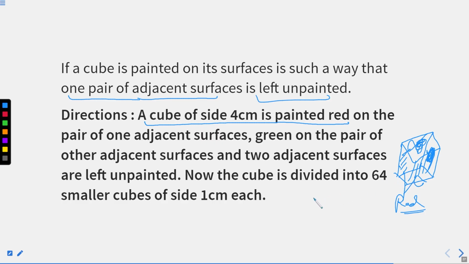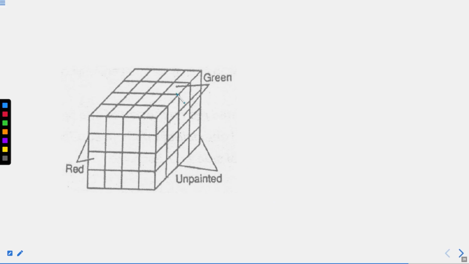So we are talking about the adjacent surfaces. The side of the smaller cube is given as 1 cm, so the division will be 4. It means n is equal to 4 again. Now you can see here green, green. If I mark this, this is green, this is green, and red. This is red. We have to draw the inner part as well, right? And this is red, and the rest two are unpainted. Remember this, and remember this as well.